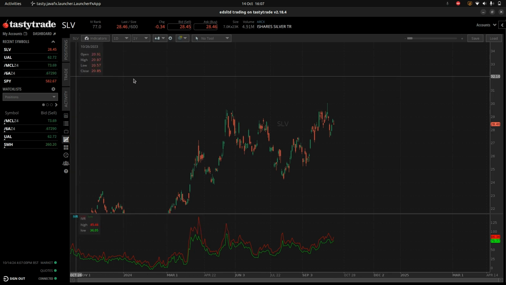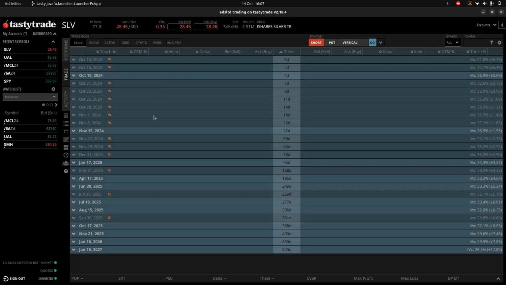So we just want to open up any underlying, this is silver SLV, and we just want to see a list of expirations. And as you can see, we are now presented with all types of expirations. We've got weeklies, we've got quarterlies, and then we've got monthlies. The monthlies are the ones without any W or Q next to them. And we want to stick with the monthlies.